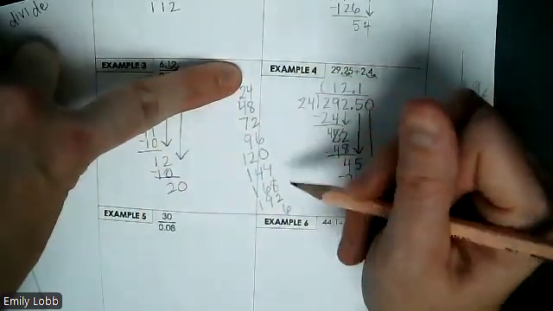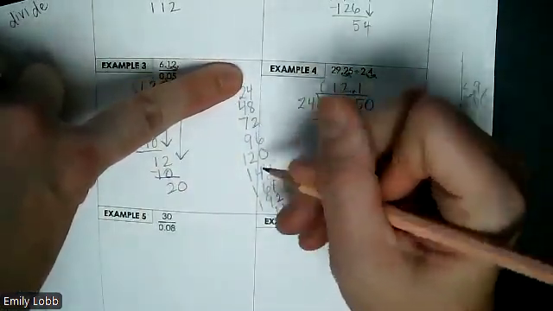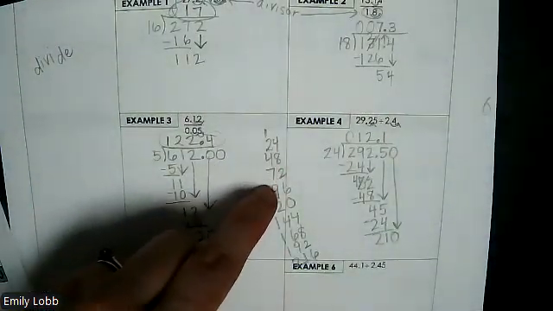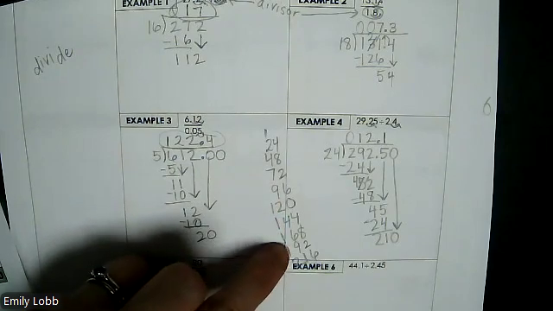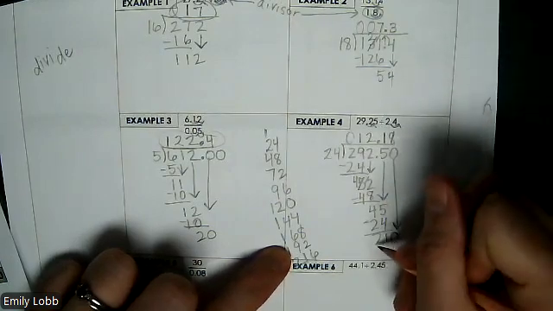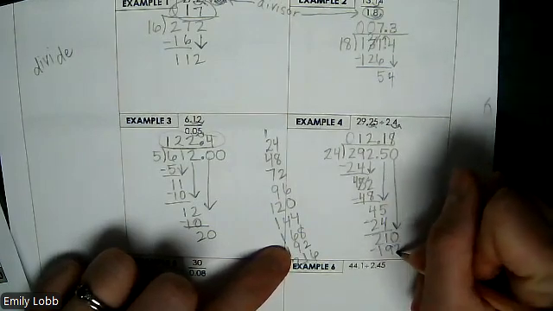There's no 1 there right now. 2 plus 9 is 11. So that makes this a 2. So 216, that would be too much. So this is 1, 2, 3, 4, 5, 6, 7, 8 times. So 8 times is 192.